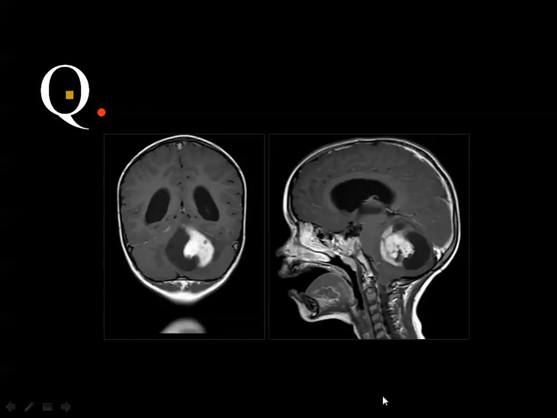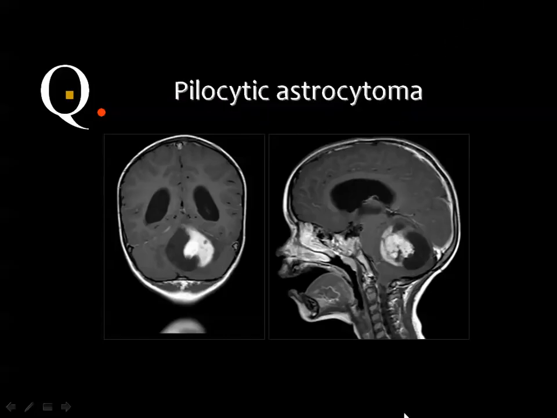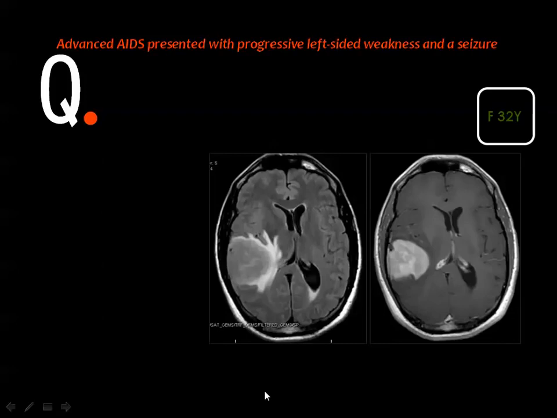MRI of the brain, T1 with contrast, sagittal and coronal. Pilocytic astrocytoma, typical lesion: a cyst with an enhancing mural nodule in the posterior fossa. You know that this is a child, judging from its location.